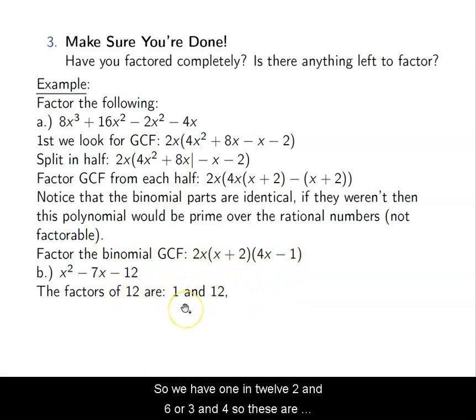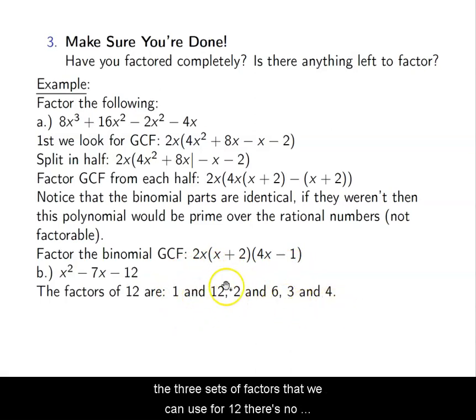So we have 1 and 12, 2 and 6, or 3 and 4. These are the 3 sets of factors that we can use for 12. There's no way for me to add or subtract 1 and 12 together to get -7. There's no way for me to add or subtract 2 and 6 together to get -7. 3 and 4, I can add or subtract in some way.